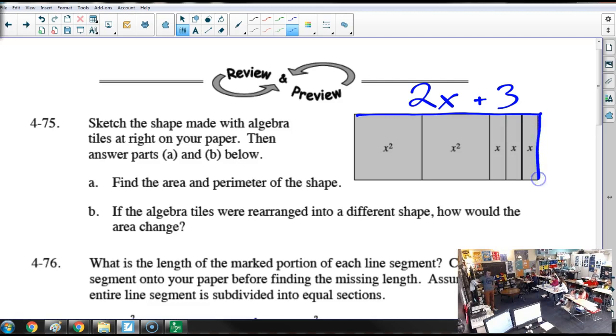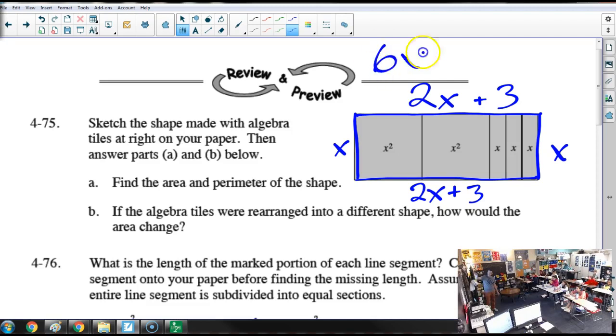What's this edge? X. What's the bottom? 2x plus 3 also. And this edge is x. So all together, how many x's do we have? 6. So we get 6x. How many constants? 6. So our perimeter there is 6x plus 6.